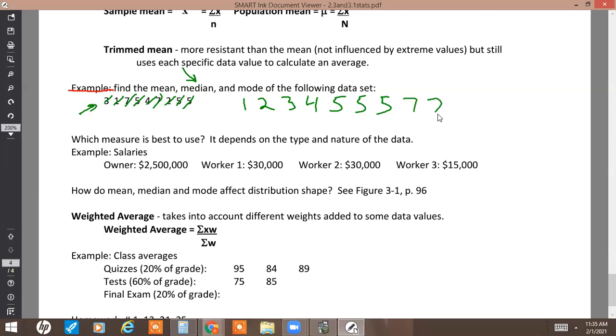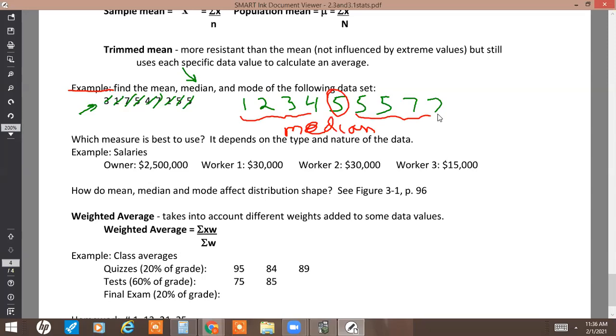And I want the very middle piece of data here. It's going to be this 5. Notice there's 4 down here and there's 4 up here. So what did I just find? The median.